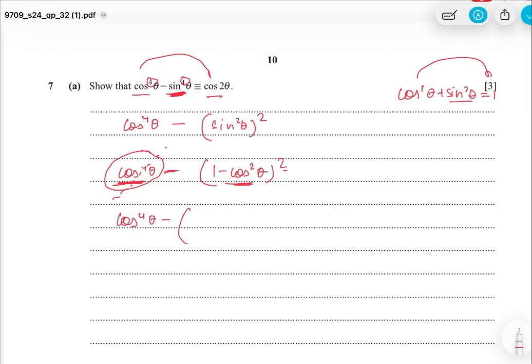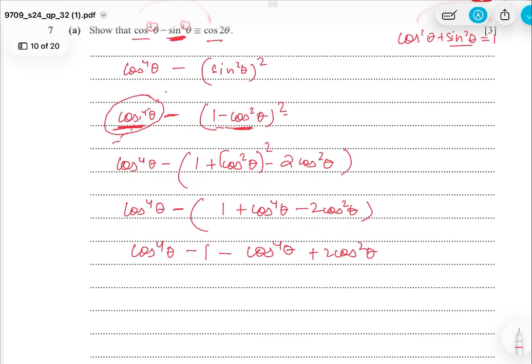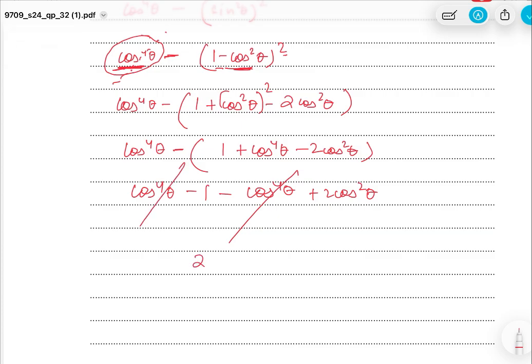So see what happens. If I expand this, it will become 1 plus cos square theta minus 2 cos square theta, minus 2 cos square theta. Yes or no? So this will become cos to the power 4 theta minus 1 plus cos to the power 4 theta minus 2 cos square theta, which will become cos to the power 4 theta, minus is outside, change the signs, minus 1 minus cos 4 theta plus 2 cos square theta. These two will be cancelled, which will give us 2 cos square theta minus 1, which is cos 2 theta.